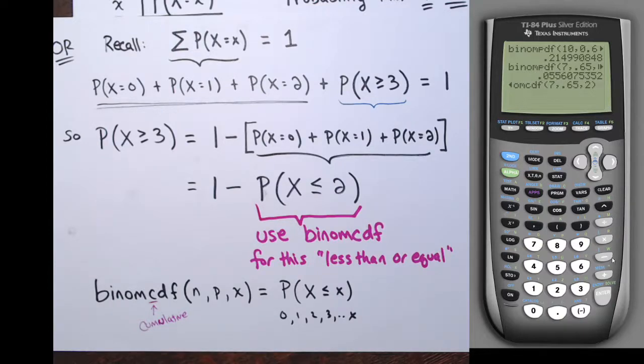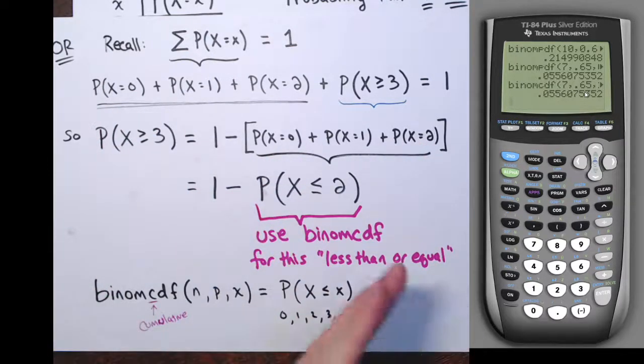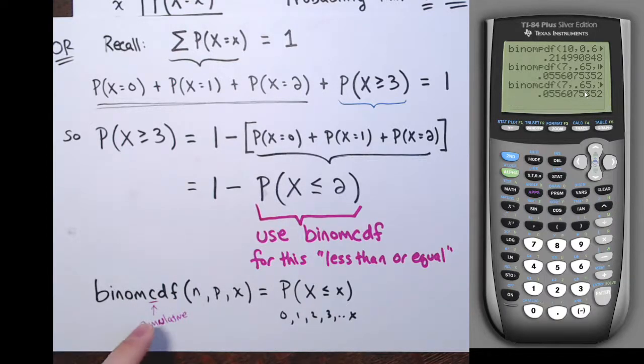So I'm going to get 0.055, see, 0.055607, blah, blah, blah. Same number, same exact number, and it's a lot quicker. I don't have to enter 3 different probabilities and add them up. It starts at 0 and adds up until the number I enter, that number of successes. Okay, but it always starts at 0 though, the CDF, and adds upward. So this is a very useful tool.